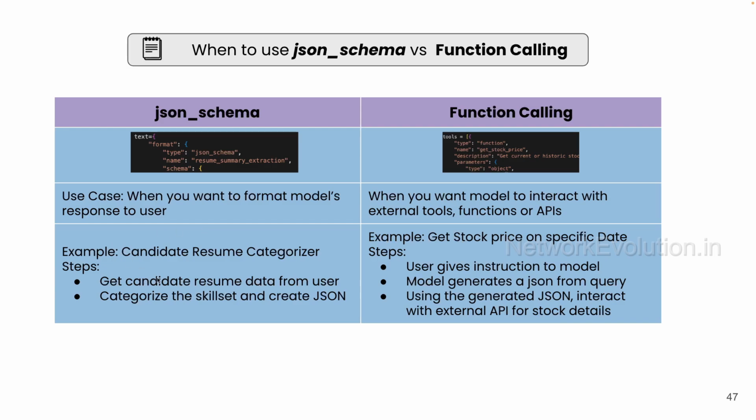In our case, the example is to get candidate resume data from the user, then categorize the skill set and create a JSON. So here we were just directly giving the data to the user, and the Streamlit app was converting that dictionary into a table format. Now in function calling, the user will be giving an instruction to the model. In our case, we are giving an instruction saying what was the stock price of State Bank of India on a particular date. Then the model generates a JSON from the query, and using that JSON we are interacting with Yahoo Finance and getting the stock price.